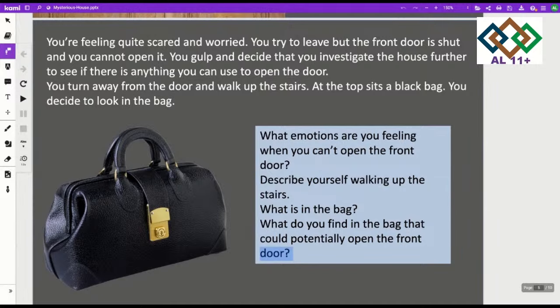And again, remember that you have to describe your emotions. What emotions are you feeling when you can't open the front door? Describe yourself walking up the stairs. What is in the bag?